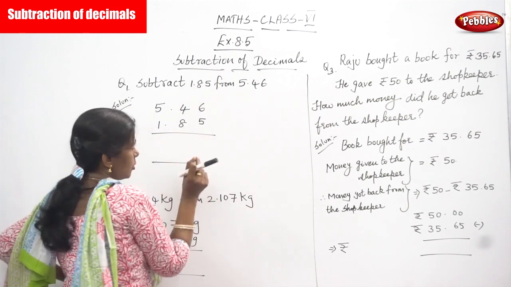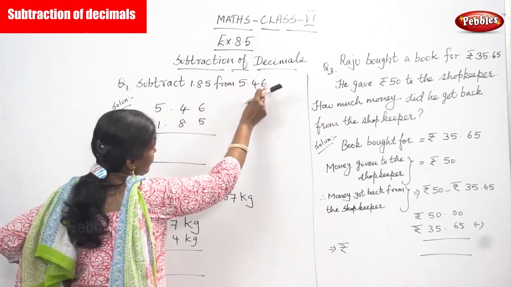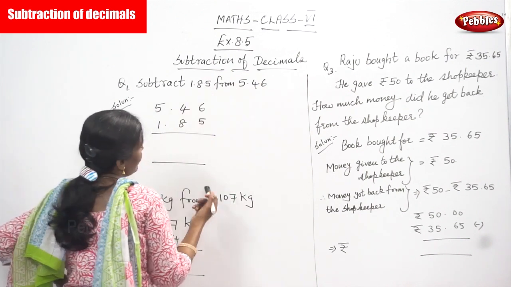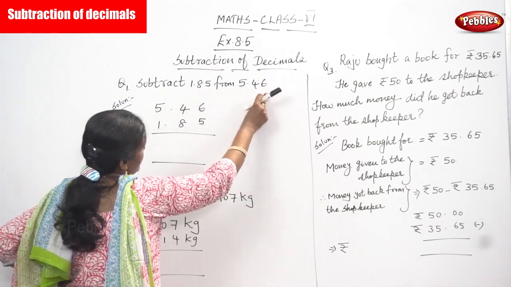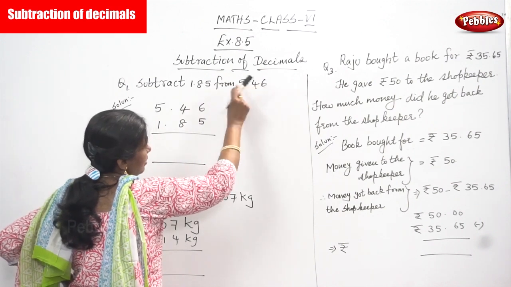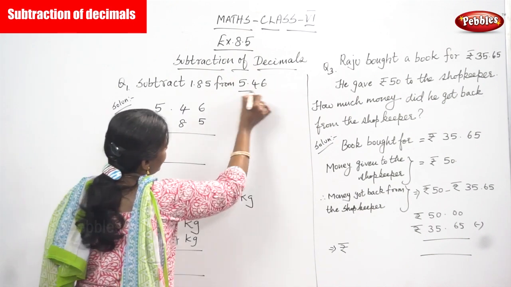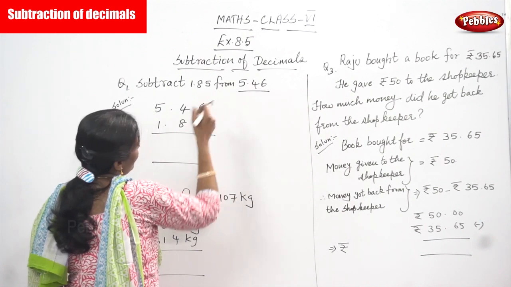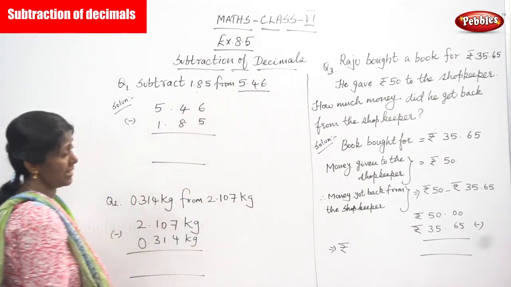So there is a clue. After the word "from", the number that is given is the number you have to subtract from. So first you have to write 5.46, the number after "from" in the question. From that number you have to subtract the given number, 1.85.